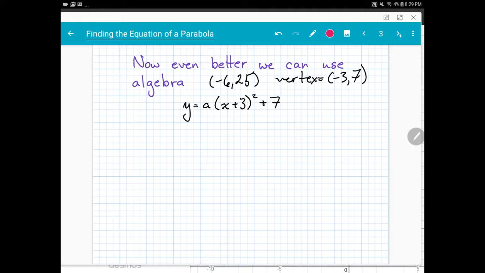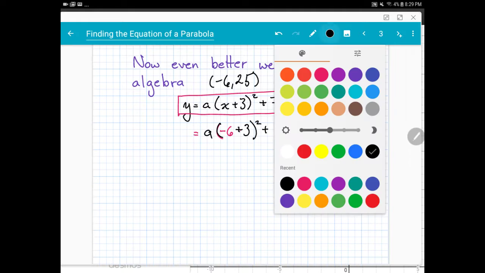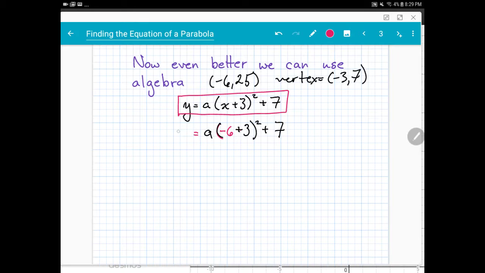So what we're really saying is that we're going to feed in some information about this function. We're going to tell the function that when you put in a minus 6, 25 has to come out. So let's do that. We're going to put a minus 6 in here. We'll leave everything else the same. And then we're going to say, when you do put in that minus 6, you have to get out 25. Now, what does that do to the equation?